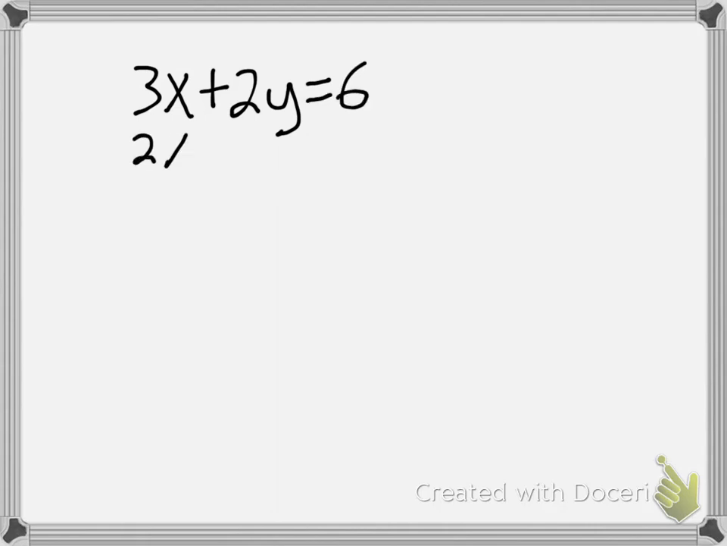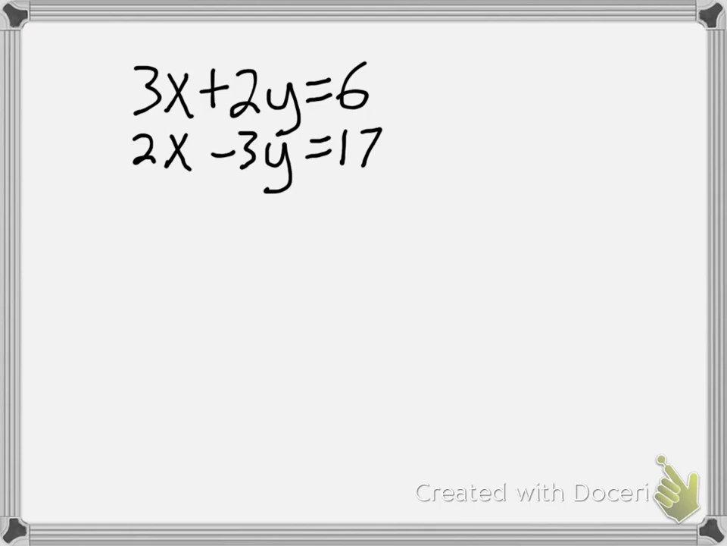Okay, so this one we're going to try 3x plus 2y equals 6, and 2x minus 3y equals 17. So again with this one, I can't multiply either the top or bottom equation by something to get my x's or my y's to cancel. It's going to be another one of those where I'm going to have to multiply both the top and the bottom equation by something to get them to cancel.